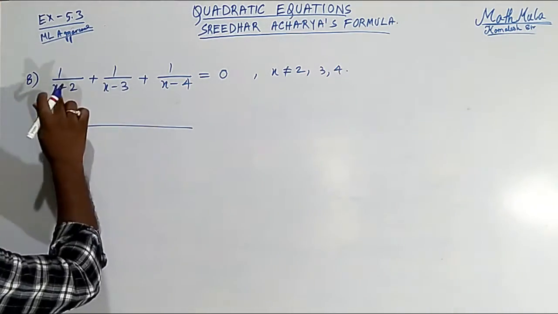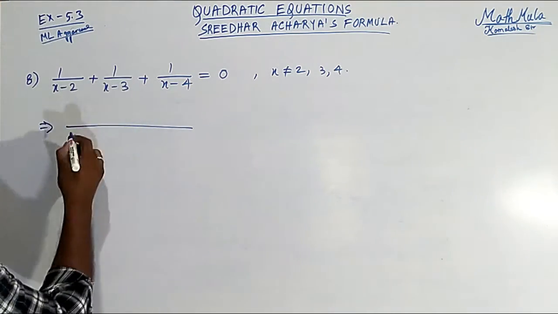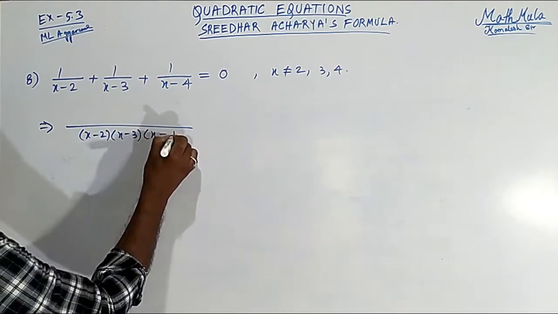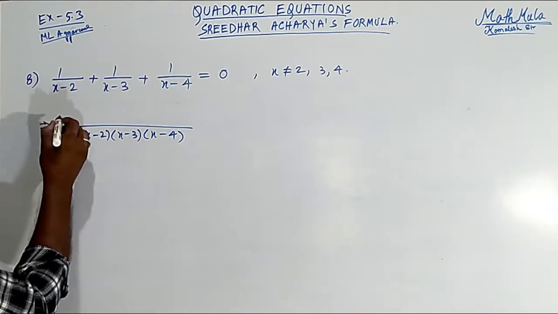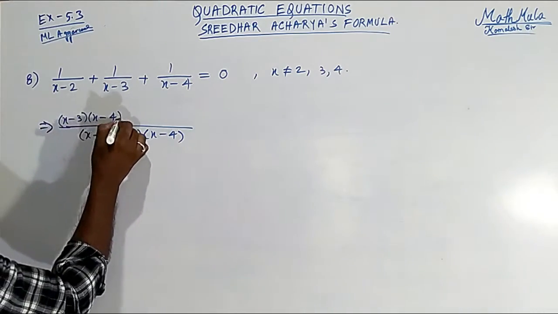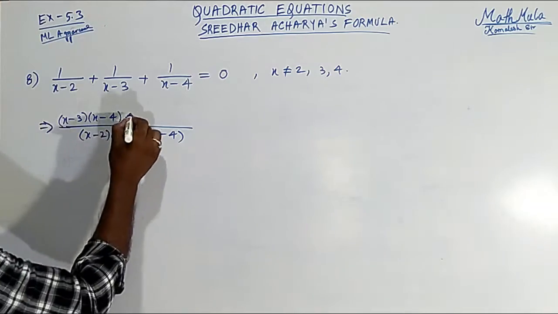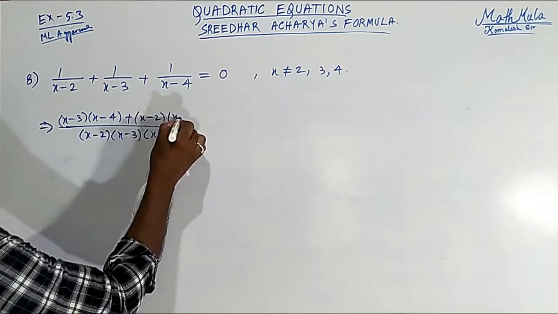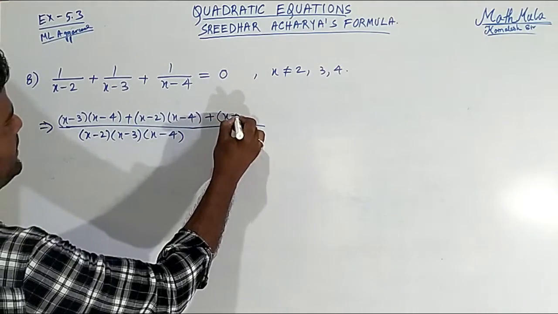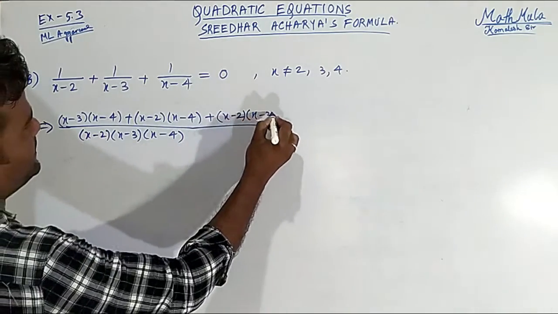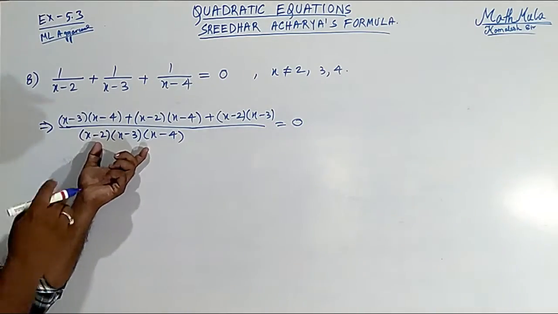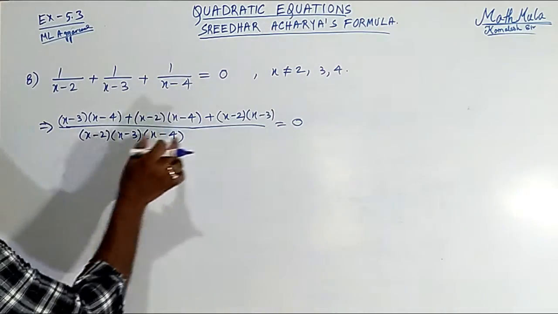The LCM of x minus 2, x minus 3 and x minus 4 is (x minus 2)(x minus 3)(x minus 4). Now the numerator will be, other than x minus 2, that is (x minus 3) into (x minus 4), plus for x minus 3 it will be (x minus 2) into (x minus 4), and plus for x minus 4 it will be (x minus 2) into (x minus 3) is equal to 0. Now look, if we take this denominator to the right side, then it will be 0 into this, so it will be 0.